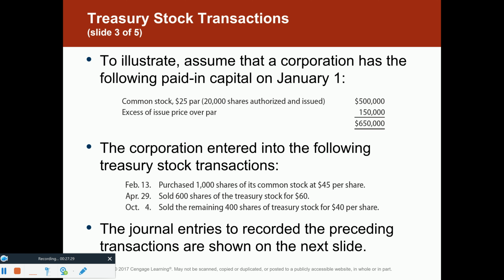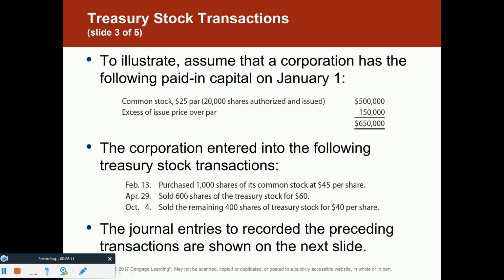Let's assume a company has, on January 1, a common stock account, $25 par value, times 20,000 shares authorized and issued. That's $500,000. And they have paid in capital in excess over par of $150,000. So they have total equity of $650,000. So what does the company do? They want to buy back some of their shares. On February 13th, they purchased 1,000 shares back out of the 20,000 shares that the investing public held, at a price of $45 per share.